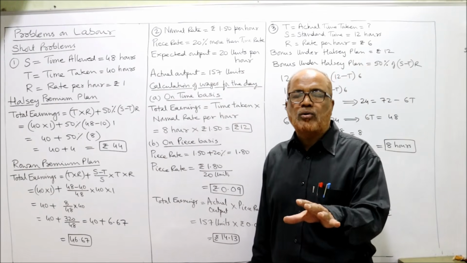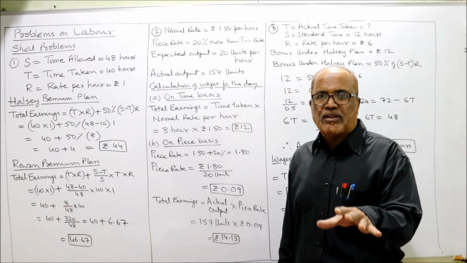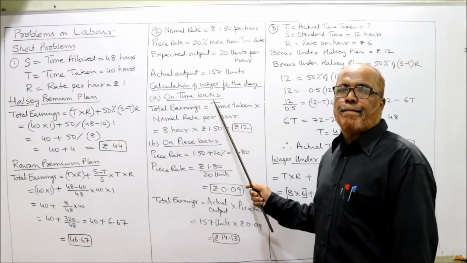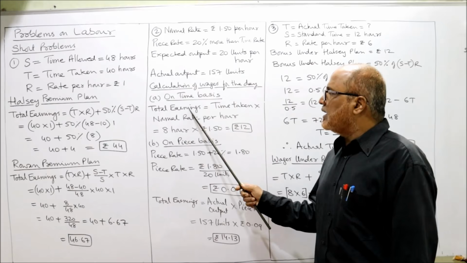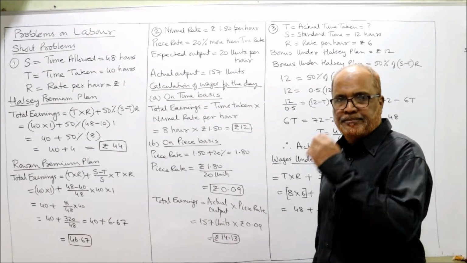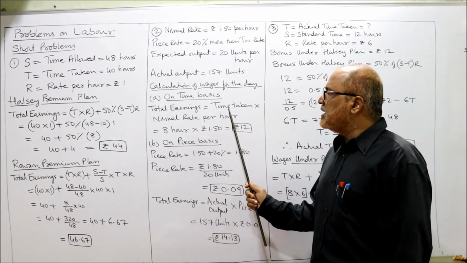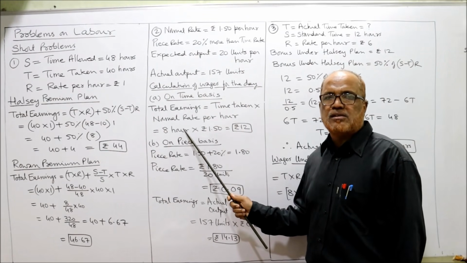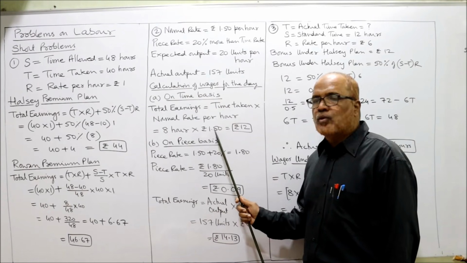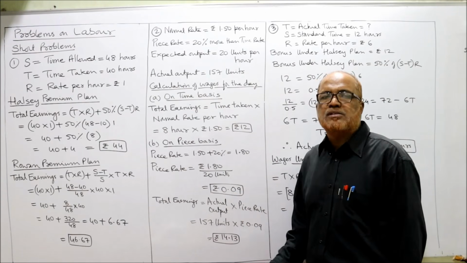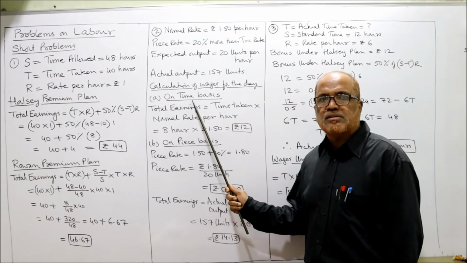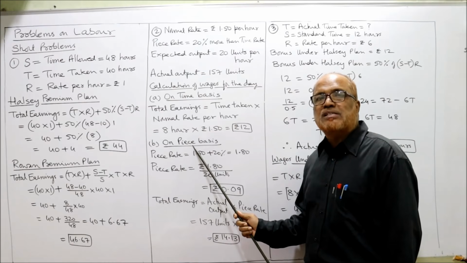Now we are going to find out the total wages for the day for this worker on two different bases. First one on time basis. On time basis, total earnings is equal to time taken into normal rate per hour. How much time he has taken? 8 hours. What is the normal rate per hour? 1 rupee 50 paisa. So 8 into 1.5, 12 rupees is the total wages on time basis.